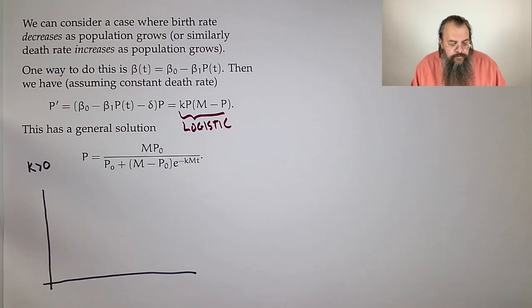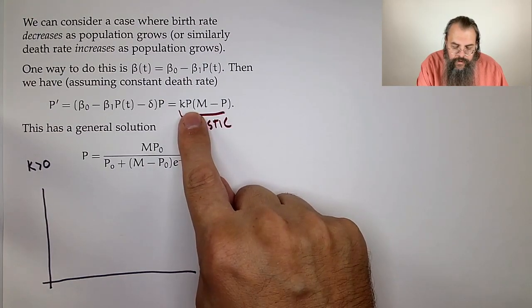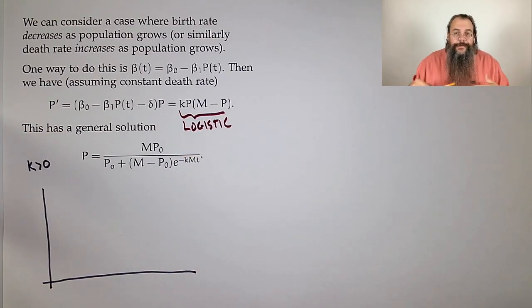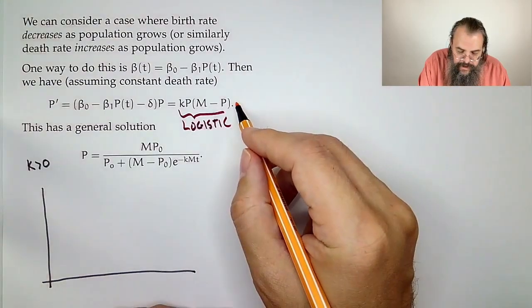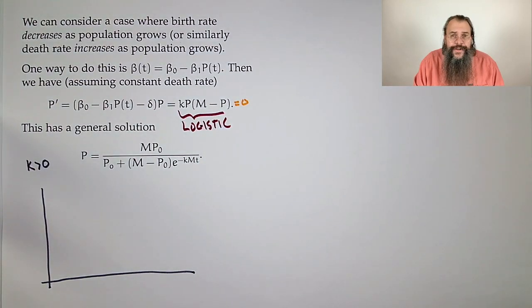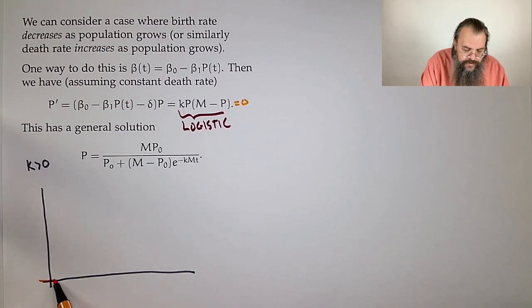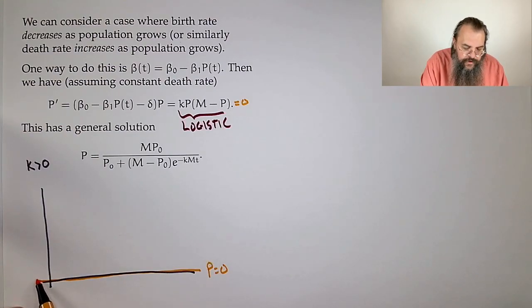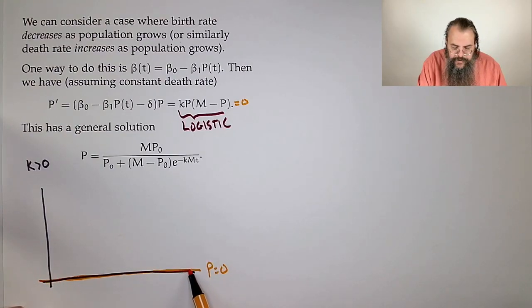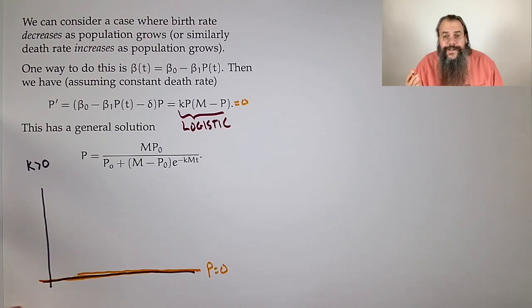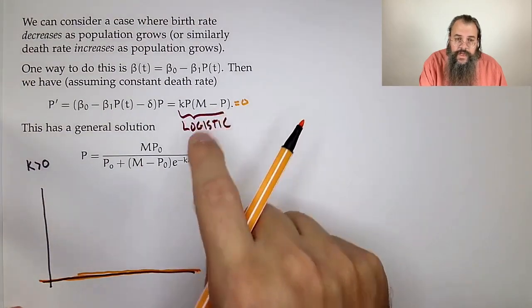Now, one thing we can look at, looking at this model, is when do we get P prime equals 0 for a freebie, if you will? In other words, for which choices of P do we automatically get 0? And you'll notice there's two of them. One of them is P equals 0, which is very unsurprising. It says if you have no population, you'll continue to have no population because nothing can be born, nothing can die. The other solution would be when P equals M.